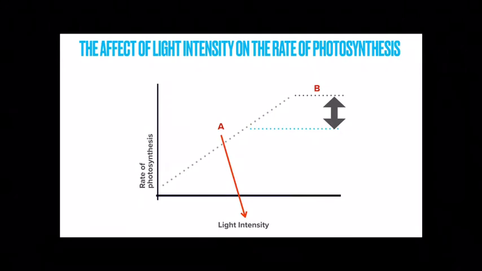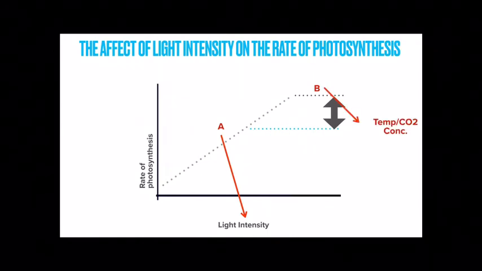So the answer at B would be the difference between it and the line below. So what's the difference between the blue line and the dark line? Well, they've got the same light intensity, so the other difference is always given to the side here. So it will be either temperature or CO2. Look at the question, there'll be information on it, there'll be something about that blue line.